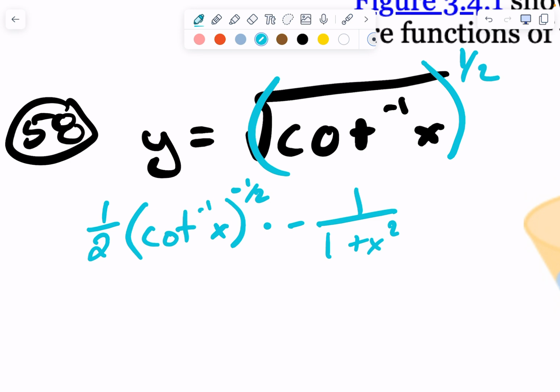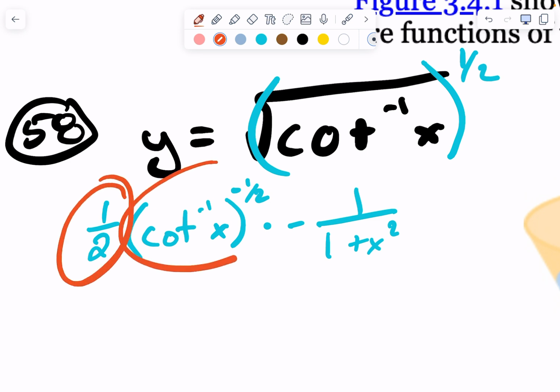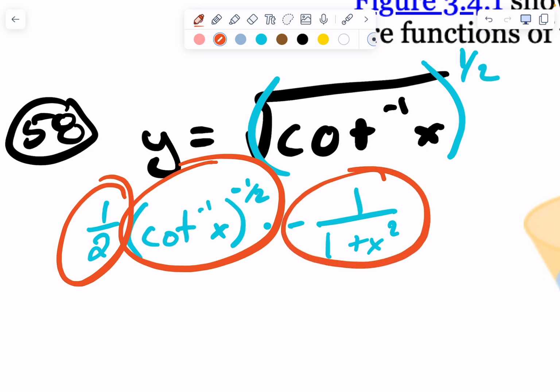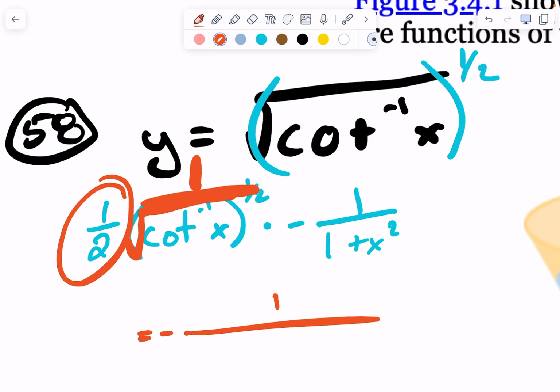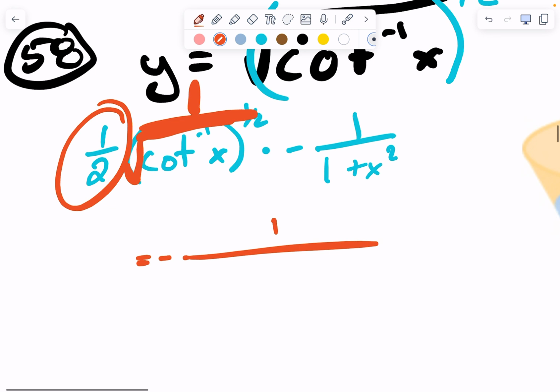All right, now we gotta fix everything. I have 3 things that I'm multiplying together. That middle guy, I'm gonna fix him, and I'm gonna go 1 over the square root. If I put all of them together, what's the top? 1, right? I get -1. I don't know where you want to put the negative. I put it out front.